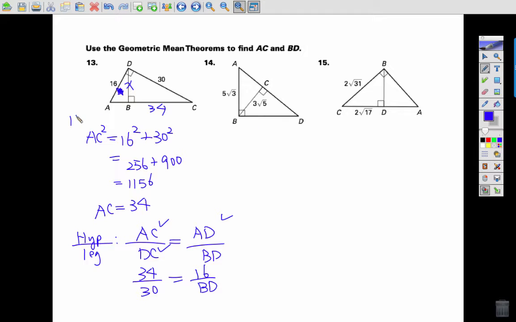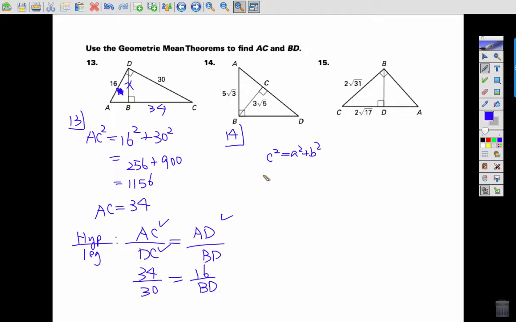This is number 14. Oh, good. I'm given altitude, but I'm not given any information about these two segments, so it's useless. I can't do anything. Is there anything I can do? Do you notice what happens here? Don't I have a right triangle with two sides? So I can use my Pythagorean theorem.